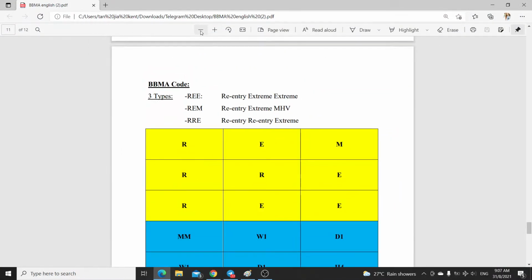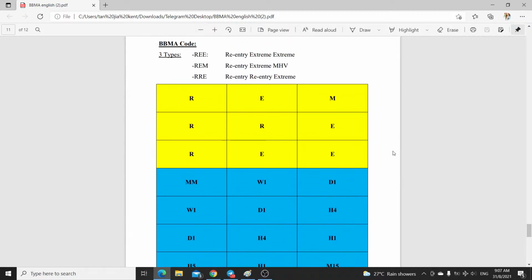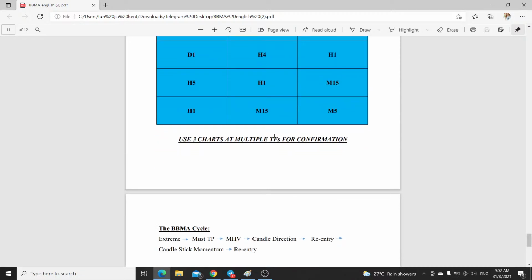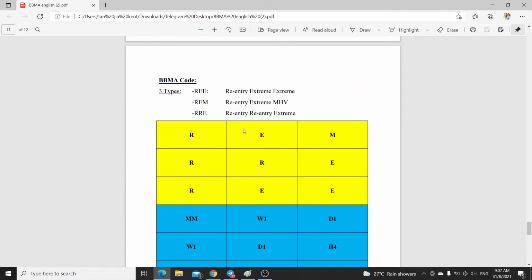There's a code here. This is what gets really confusing. So there are really three types of entry. We have re-entry, extreme, MHB, re-entry, re-entry, extreme. Okay, we have re-entry, extreme, extreme.